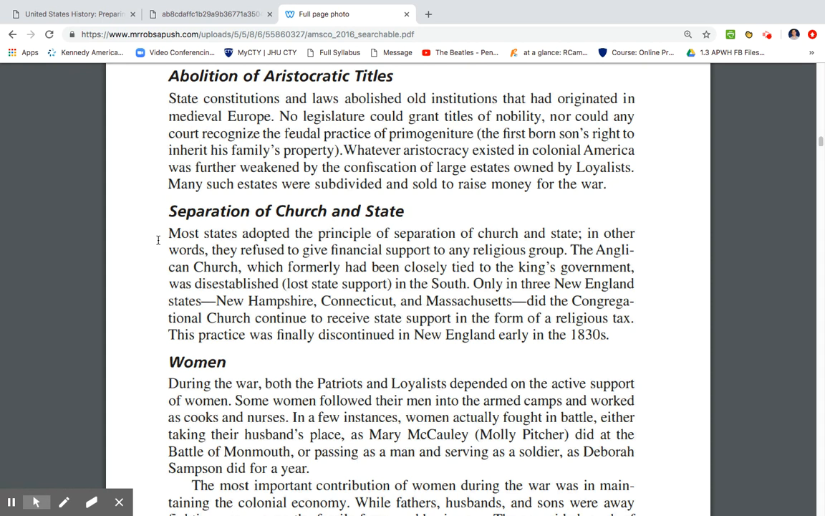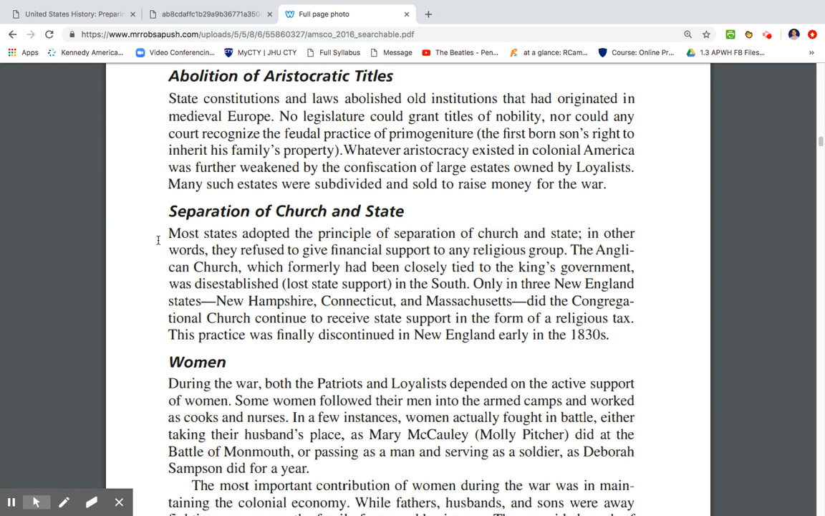No. Most states adopted the principle of separation of church and state. In other words, they refused to give financial support to any religious group. The Anglican Church, which formerly had been closely tied with the king, was disestablished in the South. Only in 3 New England states, New Hampshire, Connecticut, and Massachusetts, did the Congregational Church continue to receive state support in the form of religious tax. This practice was discontinued by the early 1830s. So, the Congregational Church still received support until the 1830s.